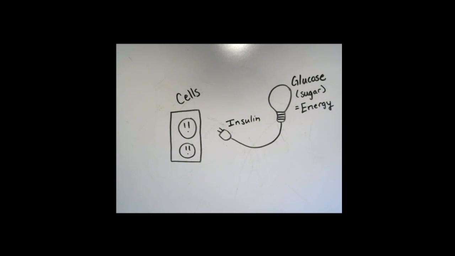The plug on the power cord represents something called insulin. Insulin is made by the beta cells of our pancreas and helps our cells take up the glucose and utilize them for energy. Without insulin, glucose would not be able to get where it needs to go, and our cells would become deprived of the energy that they need.